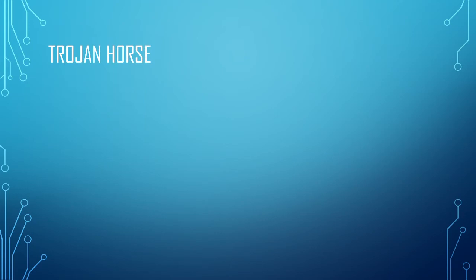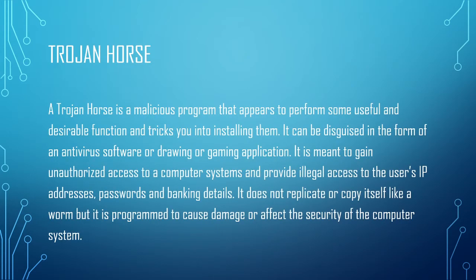Trojan horse. A Trojan horse is a malicious program that appears to perform some useful and desirable function and tricks you into installing it. It can be disguised in the form of an antivirus software or drawing or gaming application. It is meant to gain unauthorized access to a computer system and provide illegal access to the user's IP addresses, passwords, and banking details. It does not replicate or copy itself like a worm, but it is programmed to cause damage or affect the security of the system.